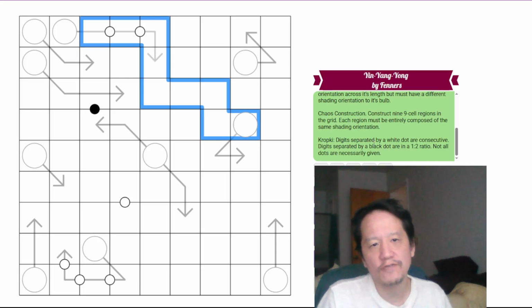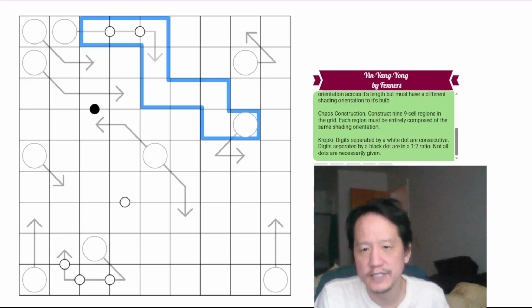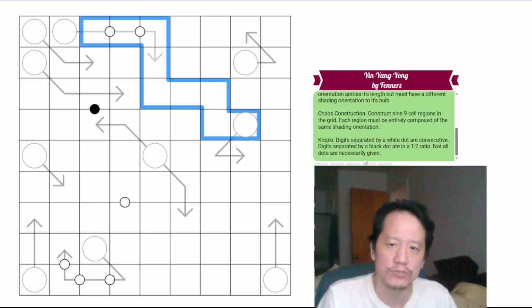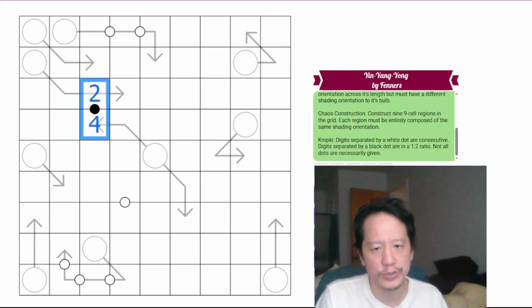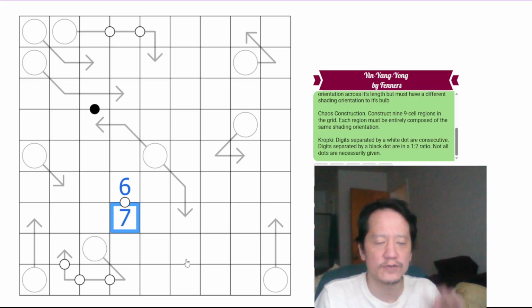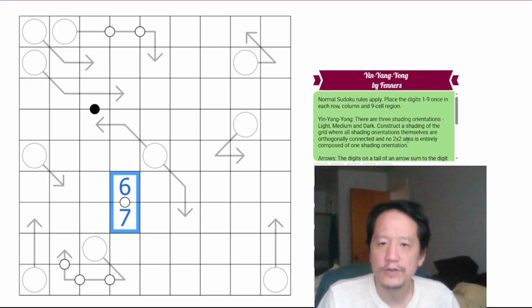We also have crop key, where digits separated by a white dot are consecutive, and digits separated by a black dot are in a 1:2 ratio. Not all dots are necessarily given. So, for example, if this were, say, a 2, this would have to be a 1 or 4 to maintain the 1:2 ratio here. If this were, say, a 6, this would have to be 5 or 7 to make sure that these digits are consecutive. And those are all the rules.